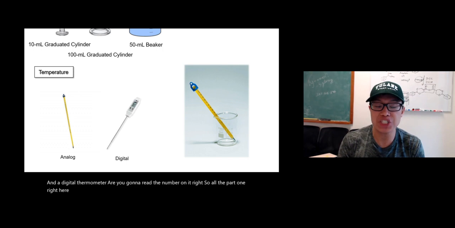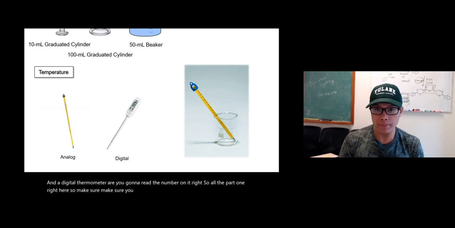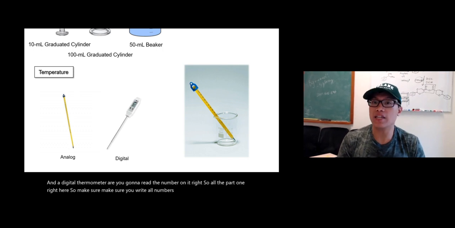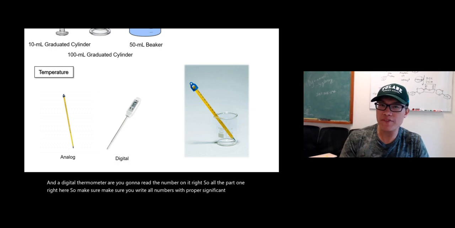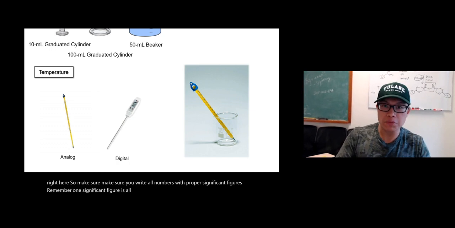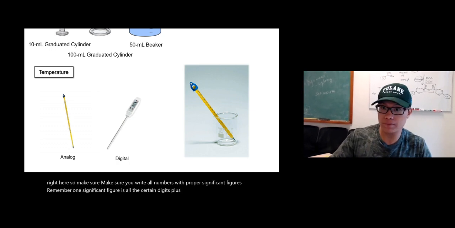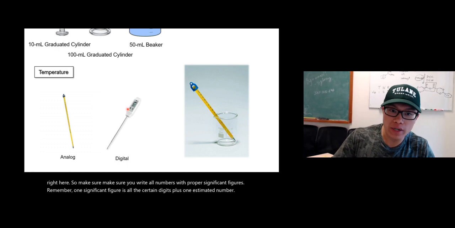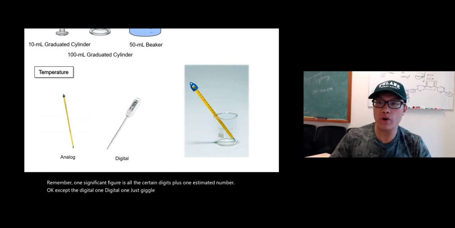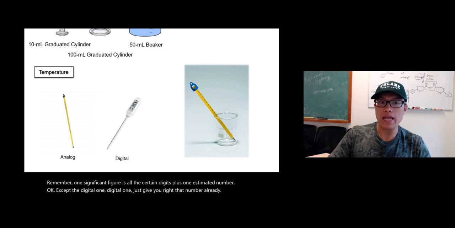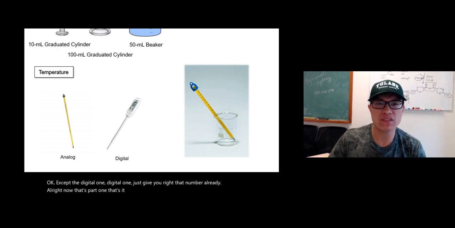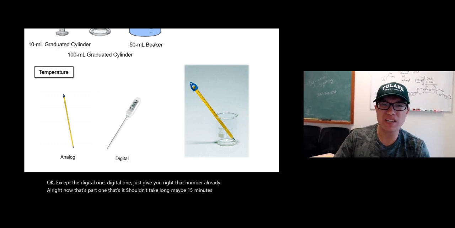So make sure you write all numbers with proper significant figures. Remember what a significant figure is? All the certain digits plus one estimated number. Okay, except the digital one. The digital one just gives you that number already. All right. Now that's part one. That's it. It shouldn't take long. Maybe 15 minutes, 20 minutes. Part one should be less than that.